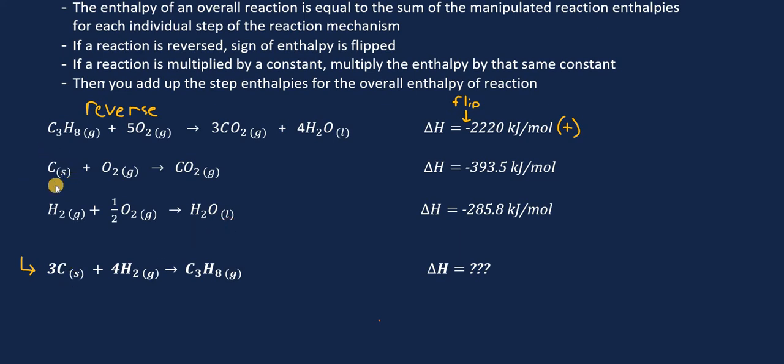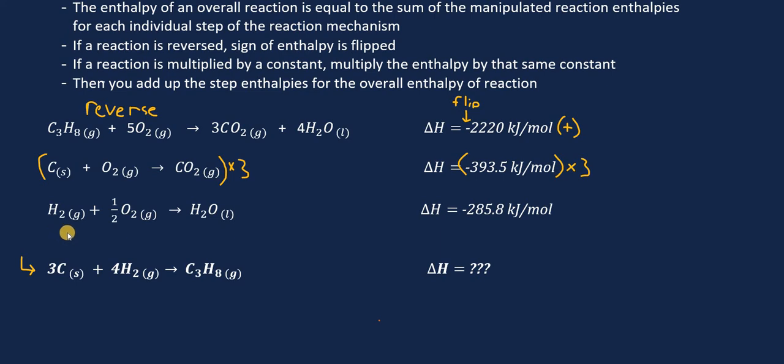Next, we have the second step here. And I see solid carbon here, and it's on the reactant side. In my overall reaction, I have solid carbon on the reactant side. So we don't need to flip this second step, but in my overall reaction, I have 3 of those solid carbons, whereas up here I only have 1. So I'm going to go ahead and multiply this reaction step by 3, and that will get me the 3 carbons that I need. So if I multiply the step by 3, I also need to multiply the enthalpy value by 3.